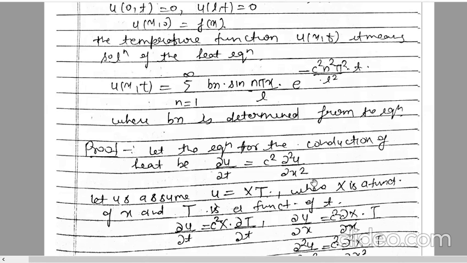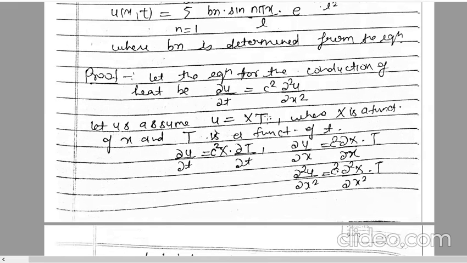Now we need del u by del t and del 2u by del x2. So what will we do? We first calculate del u by del t, so differentiate u partially with respect to t. Then you will get del u by del t is equal to X into del T upon del t, and c square will be here.